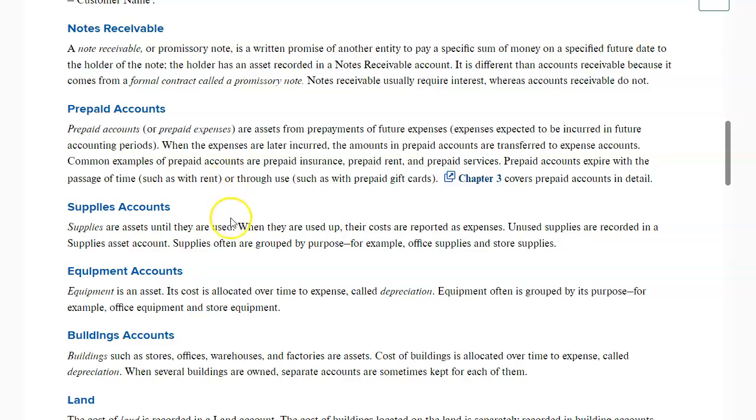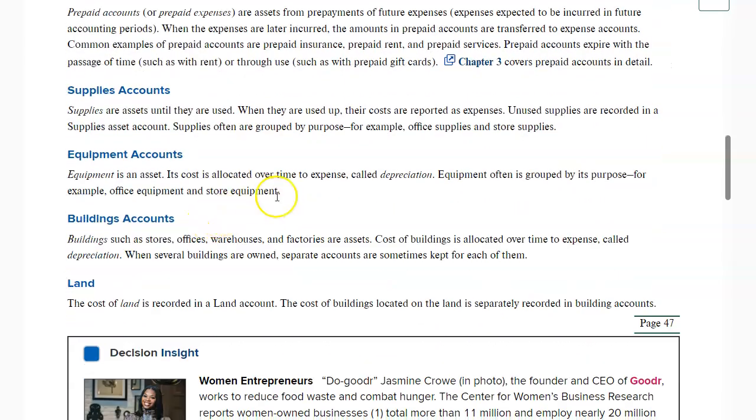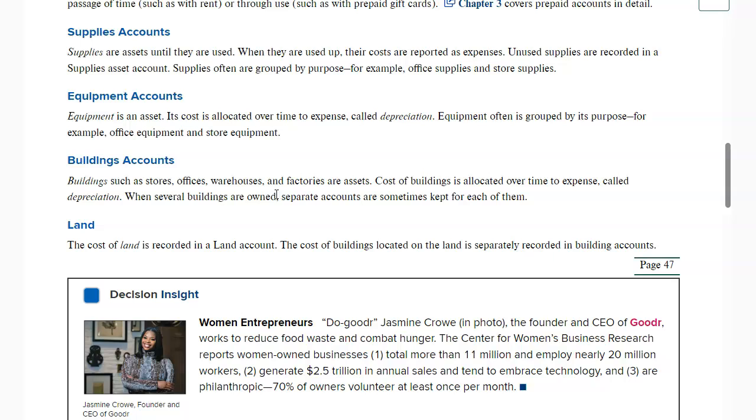Supplies, of course, are prepaid here, as he said. Equipment accounts, these are long-term assets. Building, also long-term assets. Land is long-term assets. Equipment and buildings would be depreciated, and we'll talk about that in another chapter. Land is never depreciated. It doesn't go away.